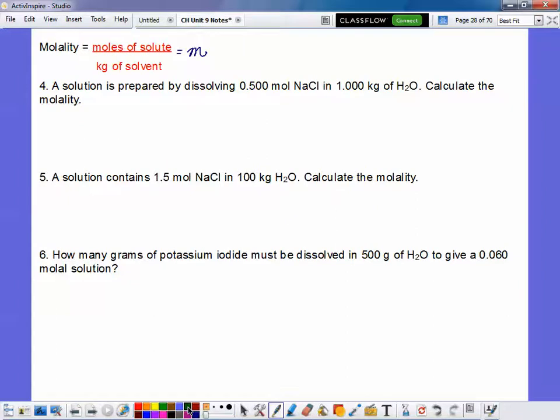All right, so let's run through some of these problems. A solution is prepared by dissolving 0.500 moles of NaCl in 1.000 kilograms of water. What is the molality of this solution? So just like before, let's identify the solute and solvent. What's my solute? NaCl. Which makes water the solvent.